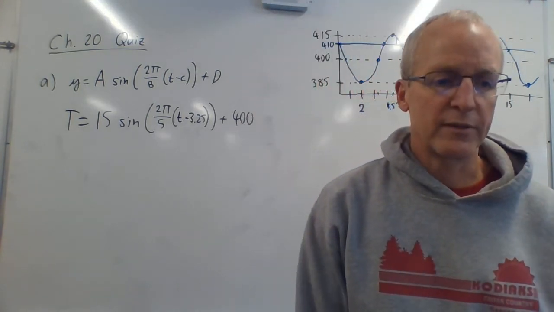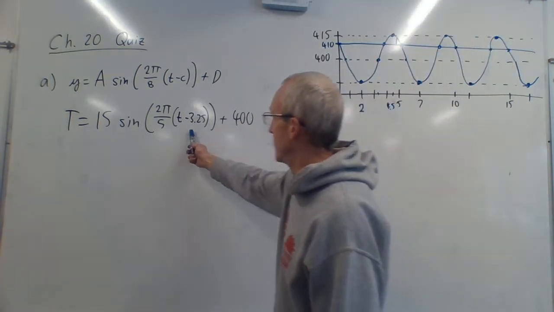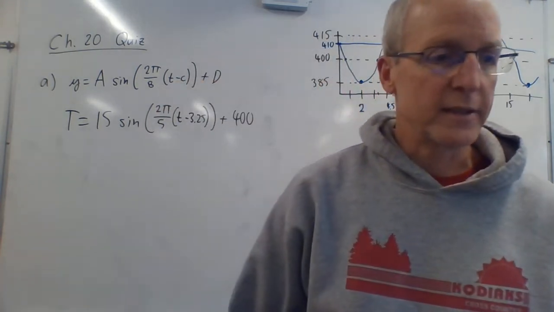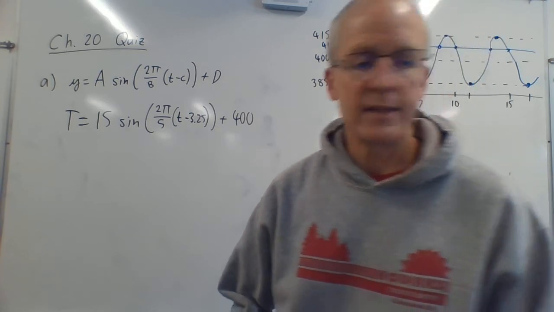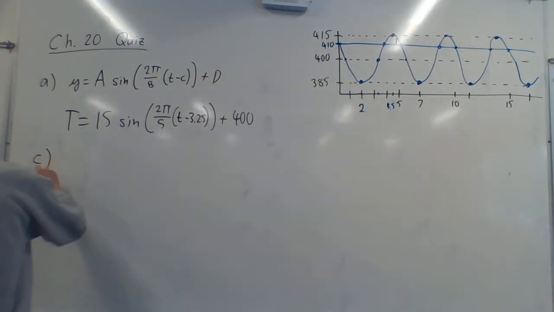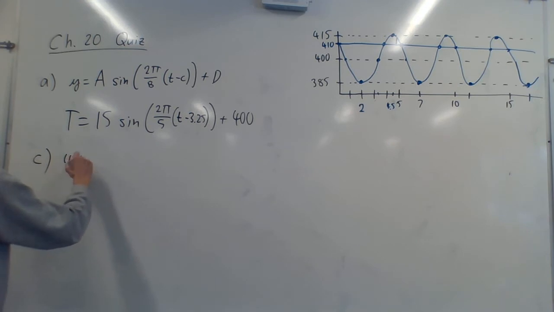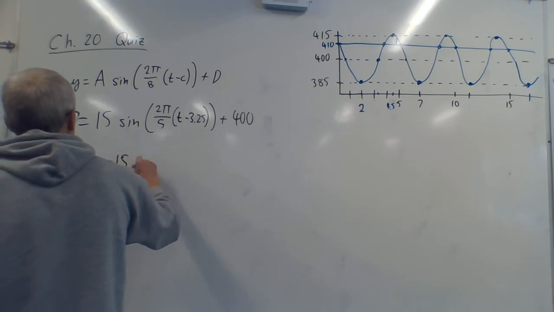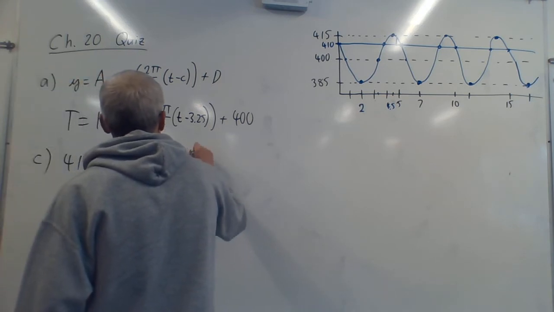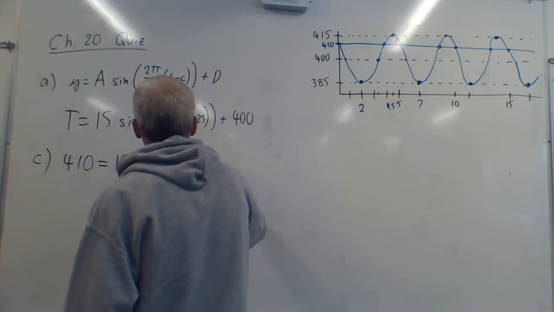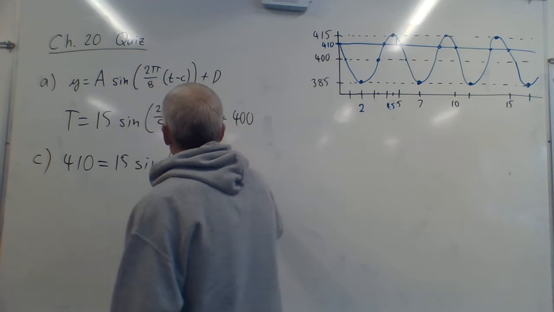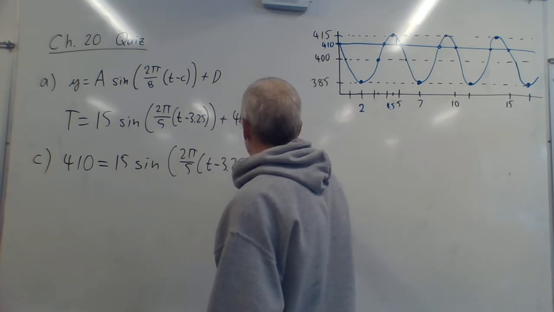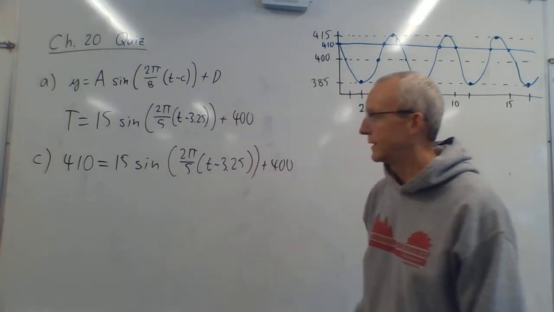So we have to figure out when this wave is 410. We already did it once, but now we do it again, and this is part C. I think I called this C. Solve for the times when the oven's at 410. So now we do the exact same thing we did, 410, except now we know C, we have to figure out t. 410 is 15 sine of 2 pi over 5 times (t minus 3.25) plus 400. So we have to find out when those times are.